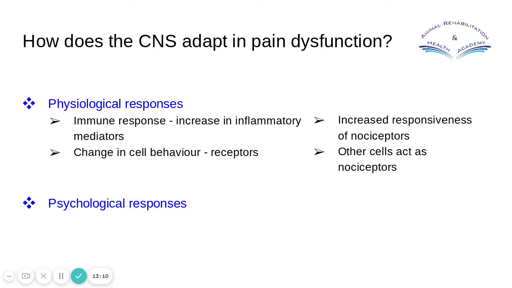Okay, so how does the CNS adapt in pain dysfunction? These are the unusual responses. This is not what you class as normal. So there are physiological responses, and I think it's important that we think about the structural changes. It's important to understand there are structural changes, and these are very complex. You can find out information about it. They're very, very complex, what actually happens structurally within the central nervous system.